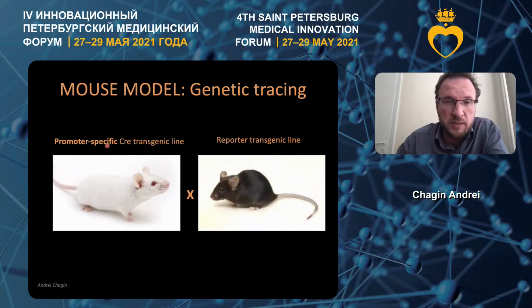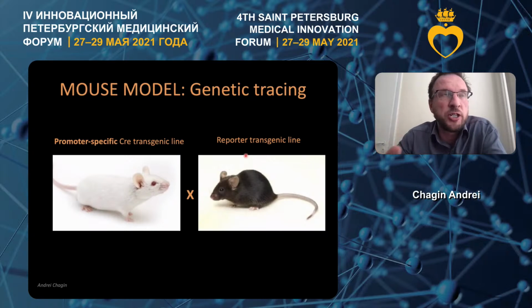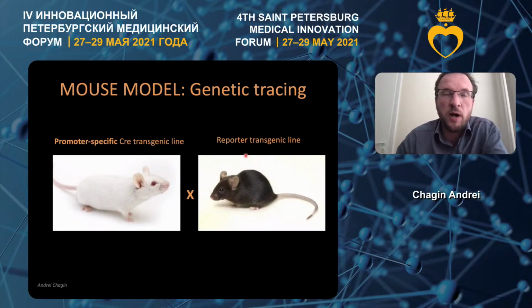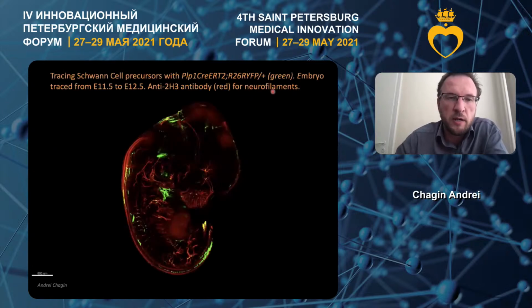So when we cross these mice, we get a mouse where this Cre is expressed in a tissue-specific manner, and the reporter gene is expressed. Every single cell contains a reporter gene, but it's not activated because of the stop cassette. So how do we practically use that?